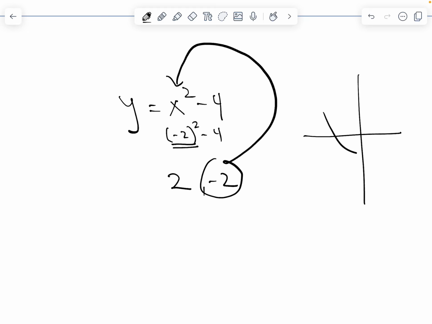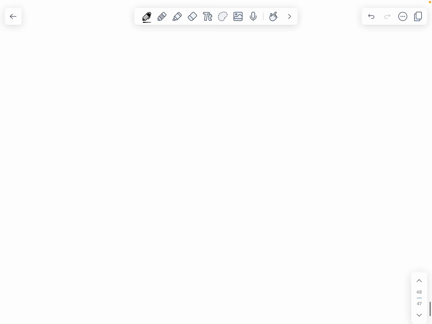And when I graph this, we have this shape. And this is a nice quadratic. It's called a parabola. And you have +2 makes a 0, and -2 makes a 0. Okay, so that's the idea of a 0. It's a value of x that when put into the equation makes a 0.